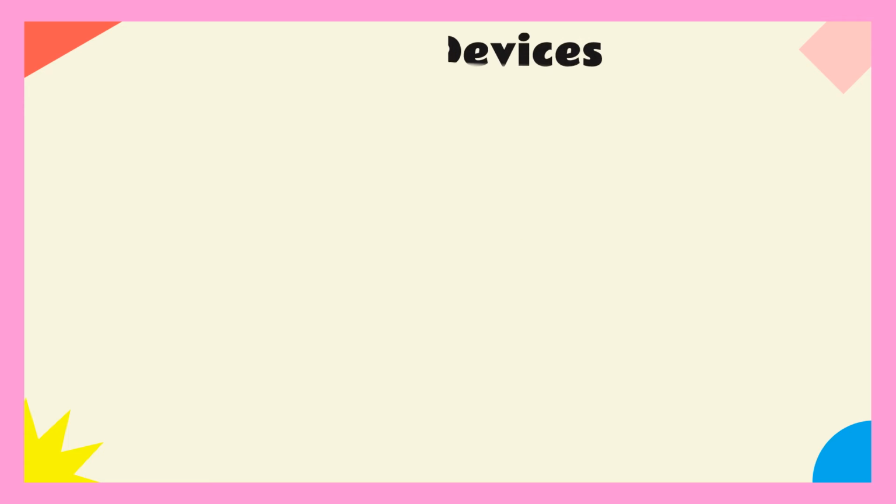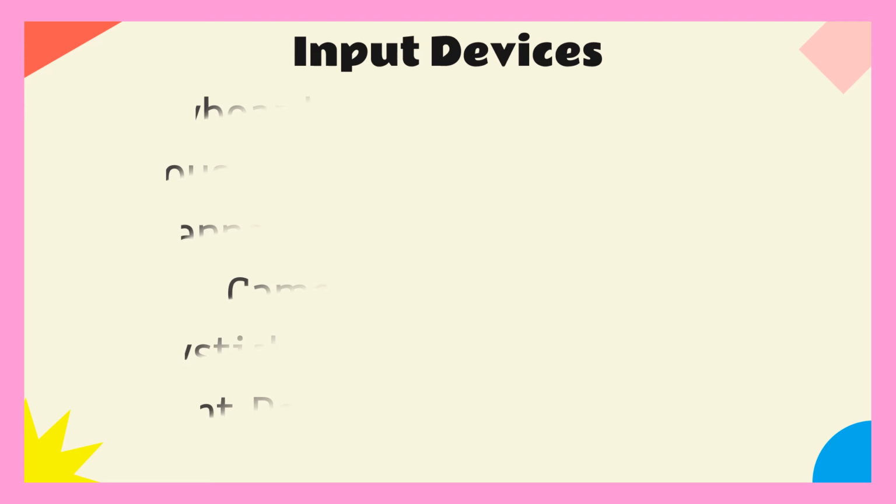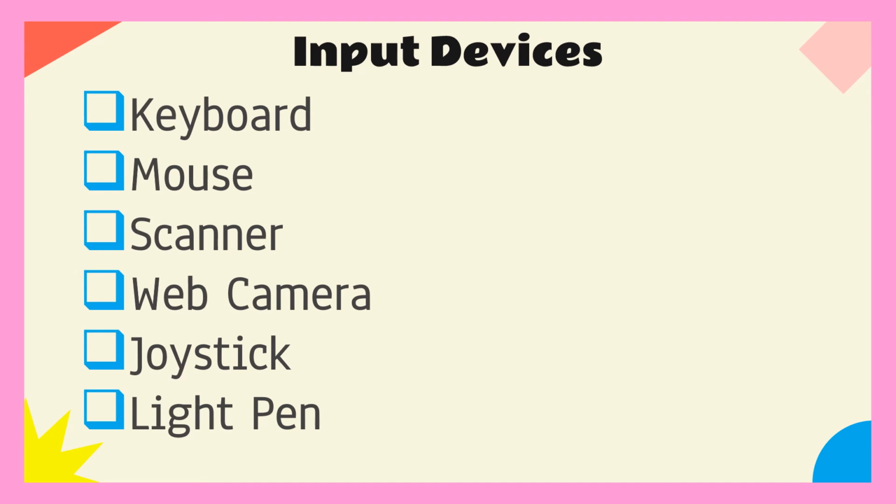The first one is the input devices. Input devices are the special type of hardware devices that are used to input the words, numbers, sounds, or pictures into the computer system. For example, there are many input devices that are being used to enter the information into the computer. The examples of input devices are keyboard, mouse, scanner, web camera, joystick, light pen, microphone, and so on.